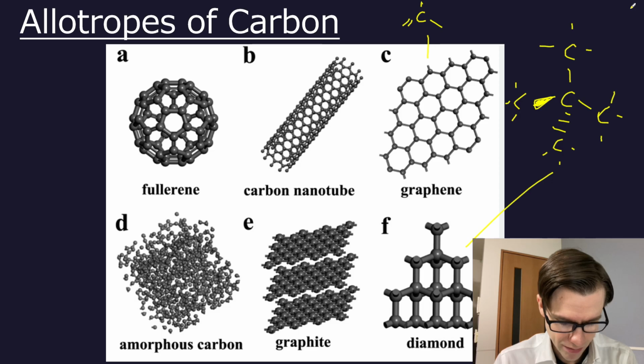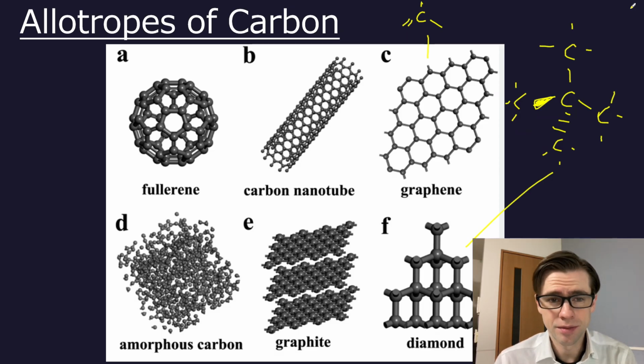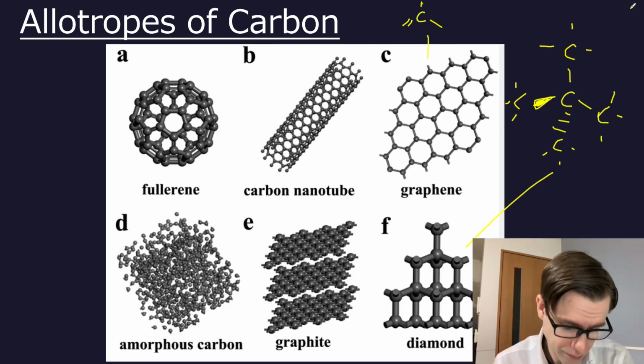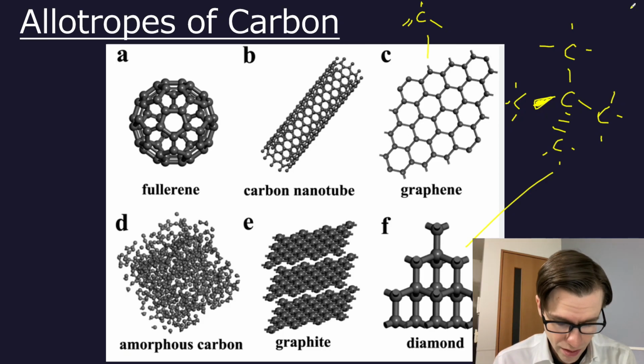What else do we have? So we have E is graphite, but graphite is just graphene, but many layers stacked on top of each other. So these layers are basically just graphene, flat, trigonal planar carbons, hexagons. What else do we have?